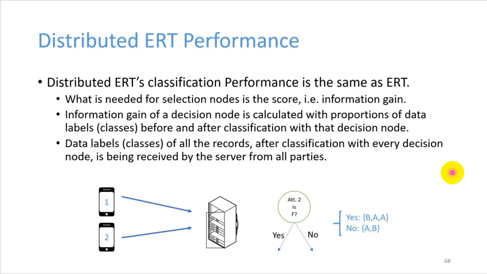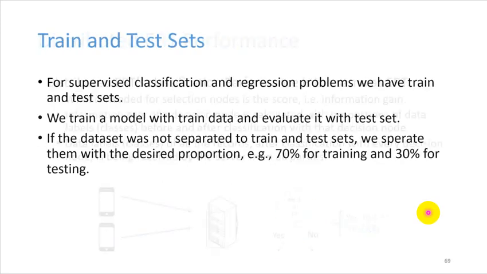Data labels of all the records will be sent from computational nodes to the server, and the server can calculate the information gain for every decision node based on all the training data. So there would not be any difference between the performance of ERT algorithm and the distributed ERT algorithm or method.